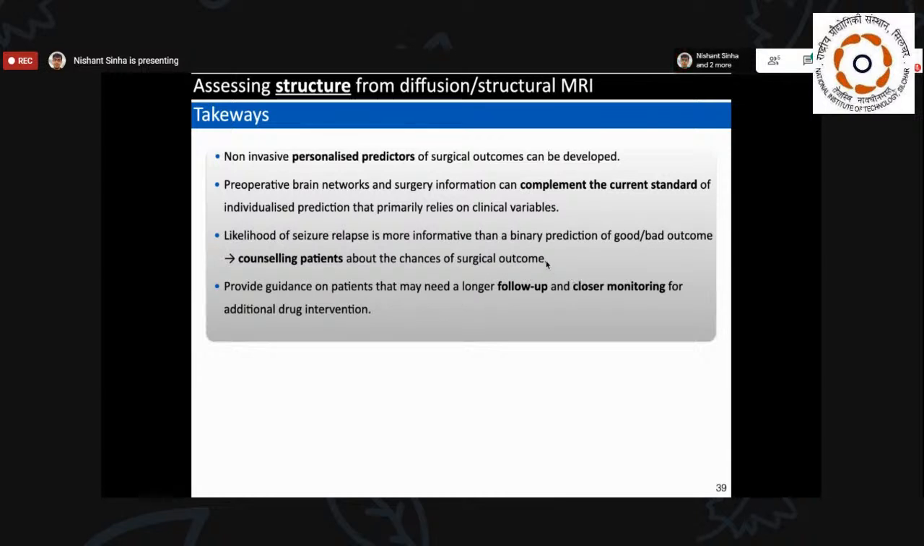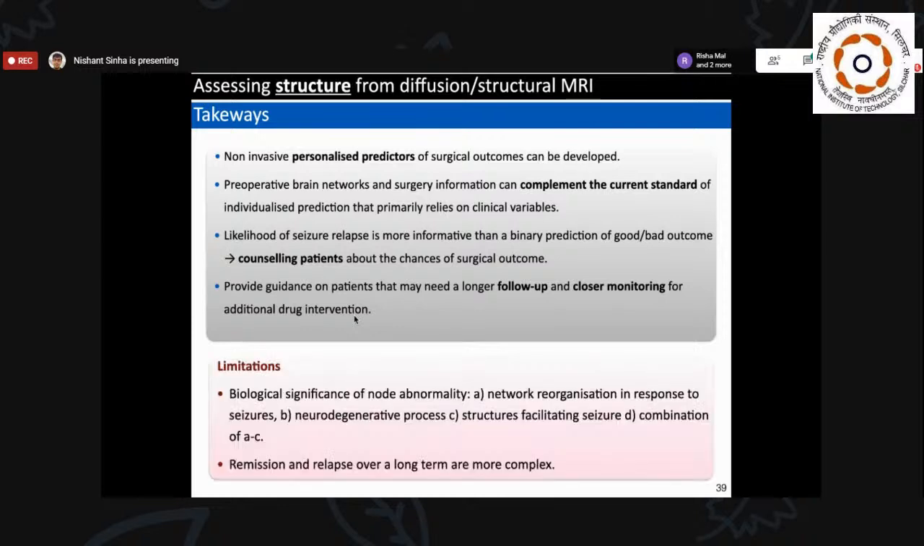If we know that a patient has a high likelihood of relapse, we can also follow up those patients longer and closely monitor them for any additional drug intervention to stop the seizures from reoccurring. So there is value in making these predictions about every patient.